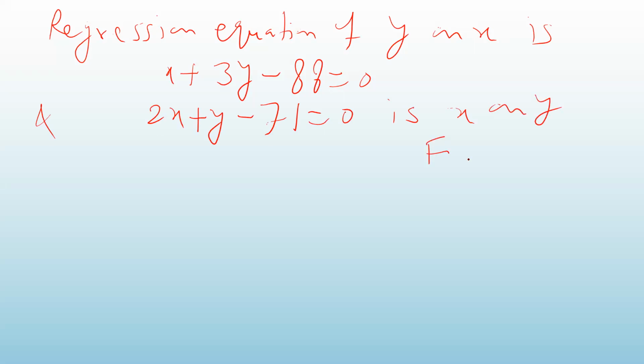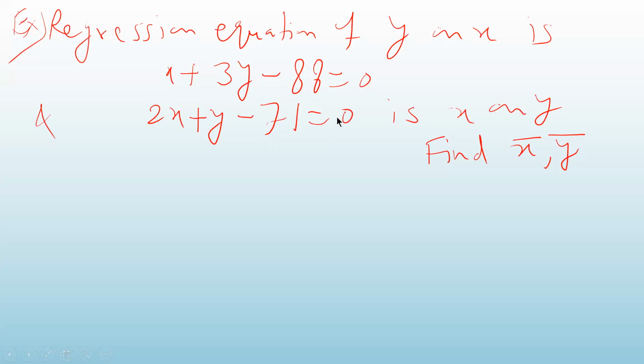What you have to do? You have to find out the mean values of x and y, that means x bar, y bar. Second problem. So you are given here two regression equations. The regression equation of y on x is x plus 3y minus 88 equal to 0. And that of x on y is 2x plus y minus 71 equal to 0. You have to find out the mean values of x and y.